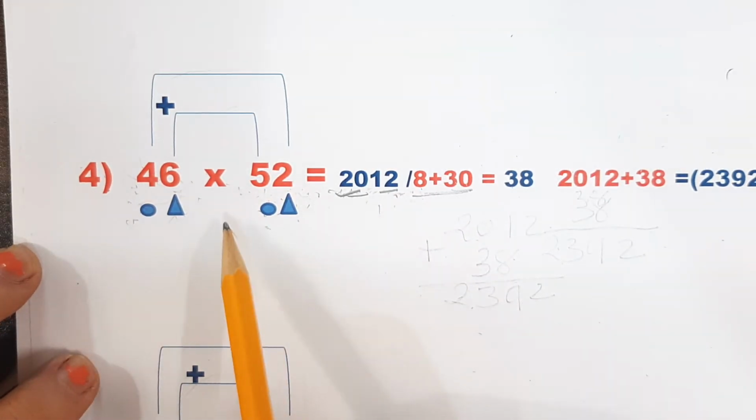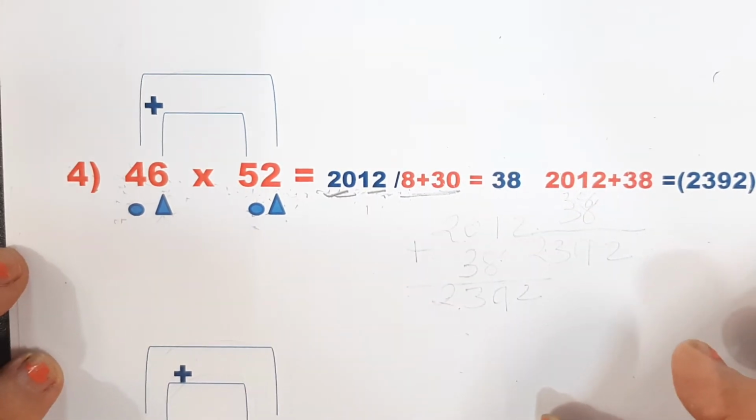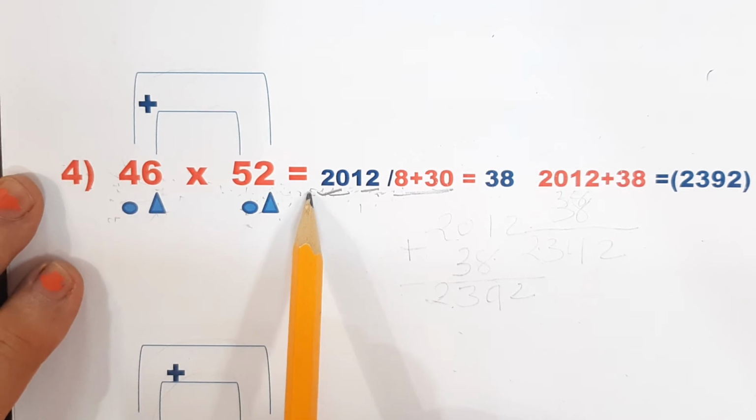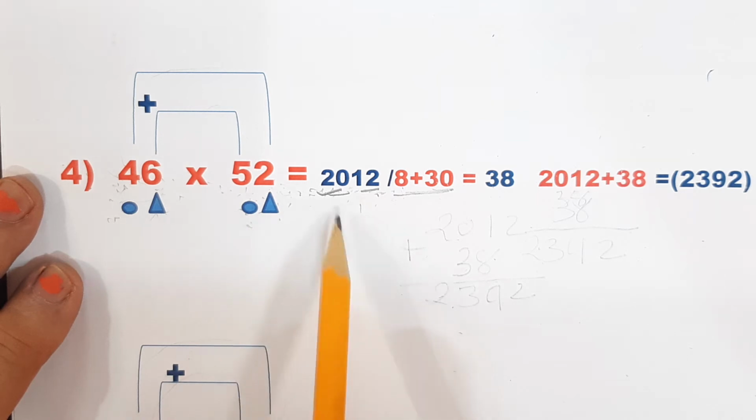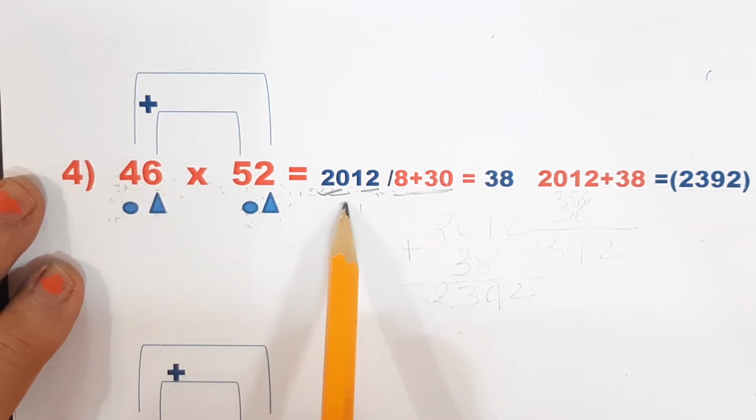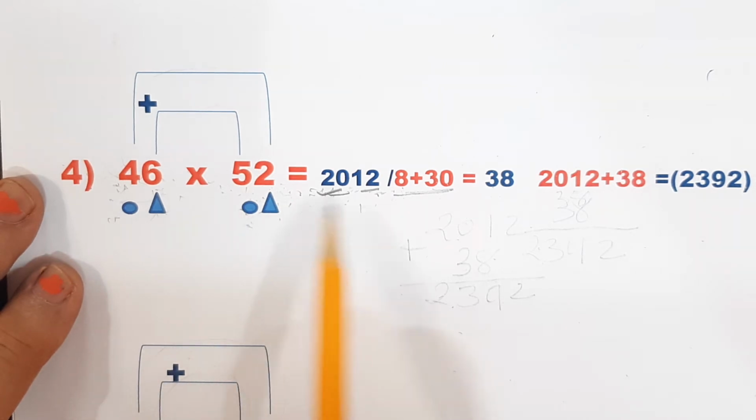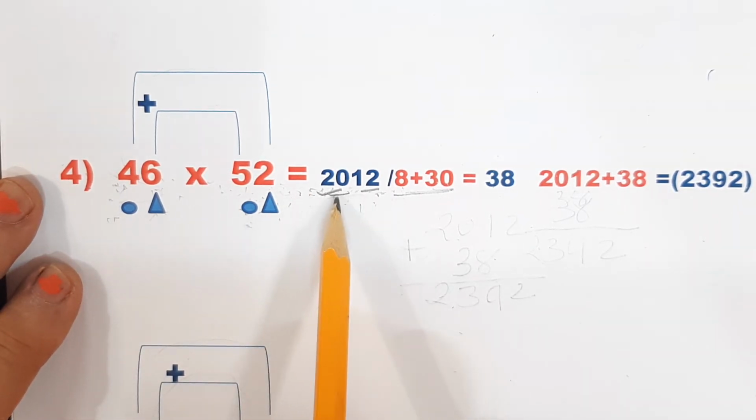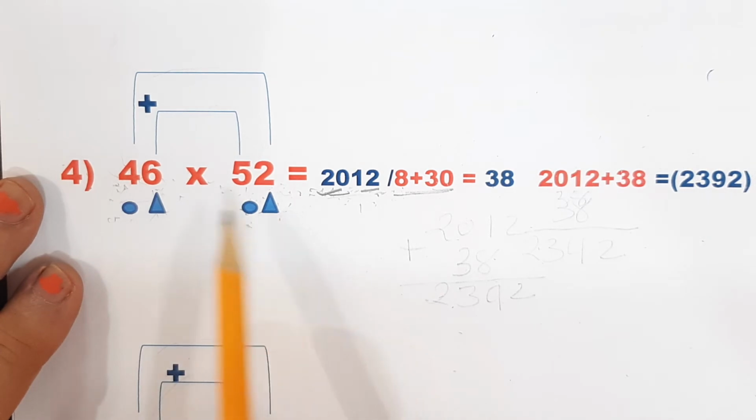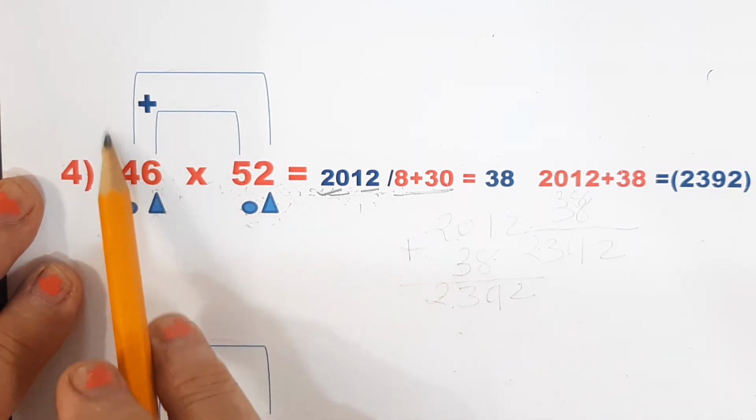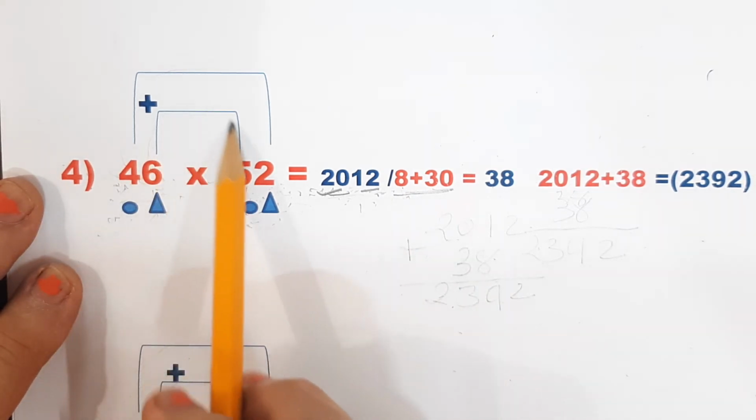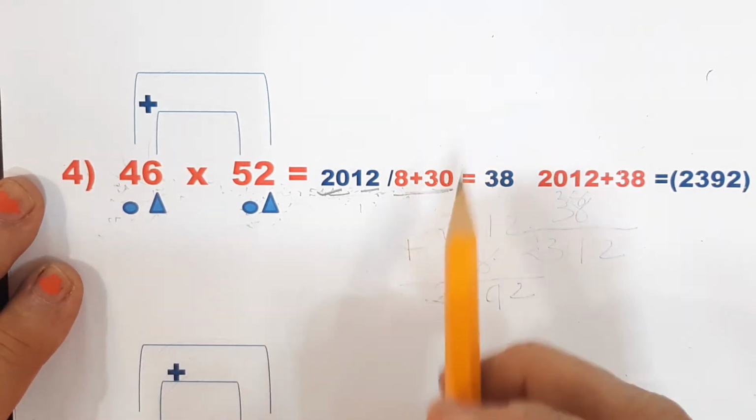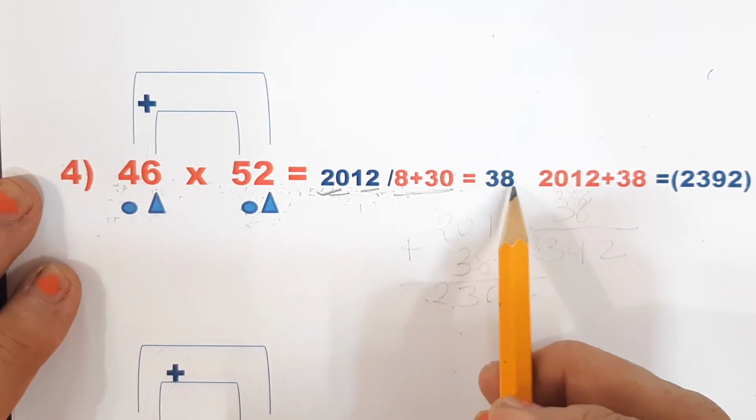46 multiplied by 52. Sign system, left hand side figures are 4 and 5. 4 multiplied by 5 is 20 and 6 multiplied by 2 is 12. So that is the answer of the left hand side and right hand side figures of the sign. Then we will go toward the bridge system. 4 multiplied by 2 is 8 and 6 multiplied by 5 is 30. So 8 plus 30 is 38.